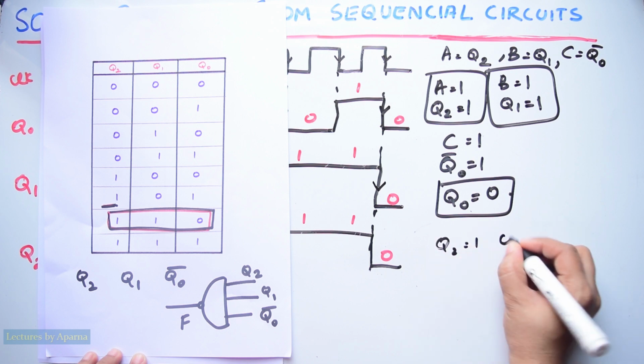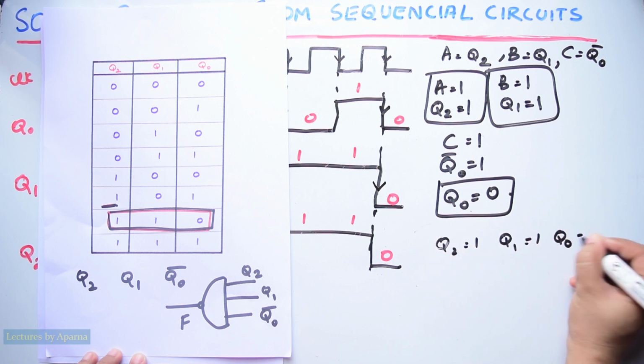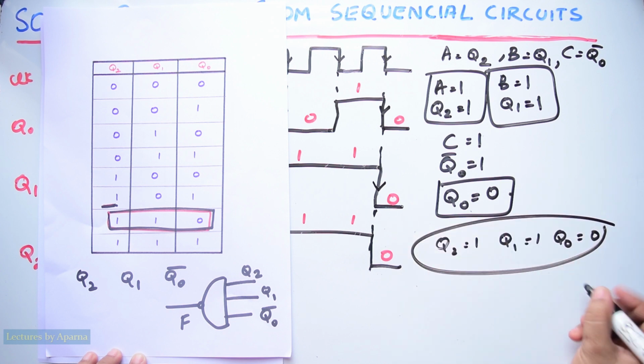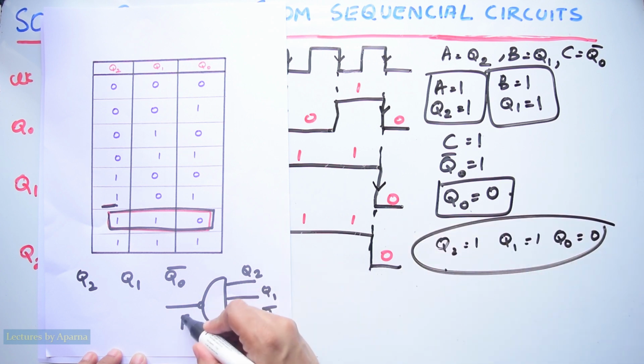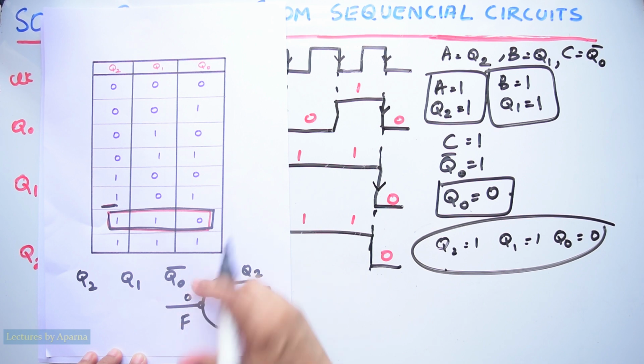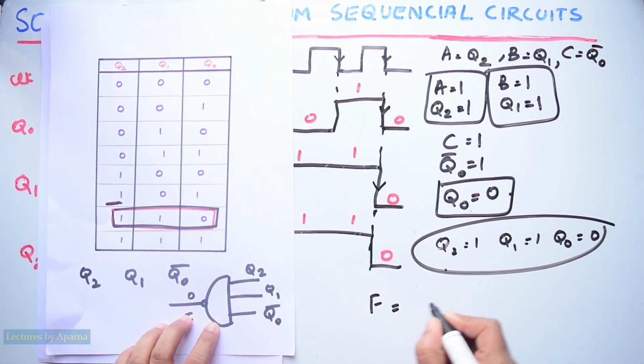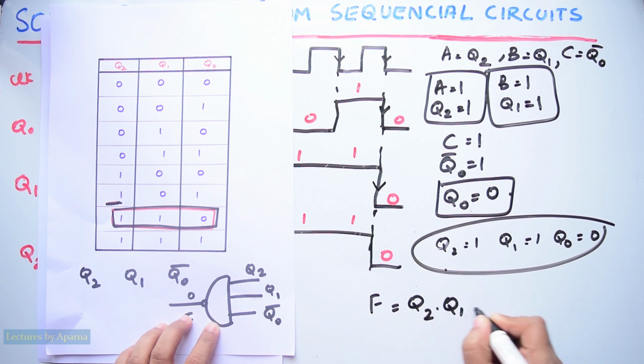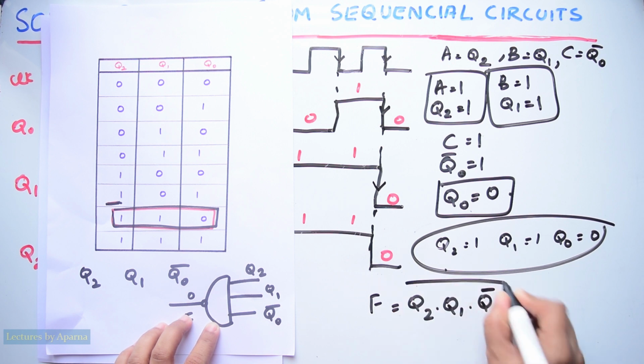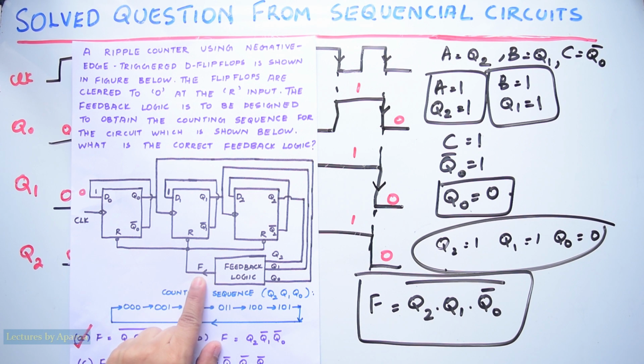Q2 equal to 1, Q1 equal to 1 and Q0 equal to 0. Because when this condition happens, the output from here will become 0, from the truth table of the NAND gate. So you can see that the output logic for the NAND gate F is equal to Q2 into Q1 into Q0 bar, the whole bar. So that will be the output logic F, and so the answer is option A. This is how you do this question.